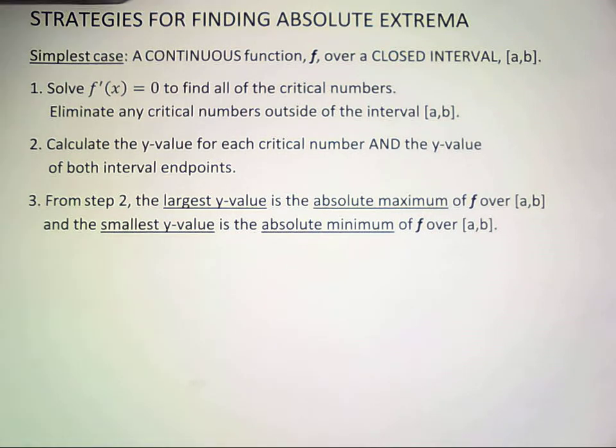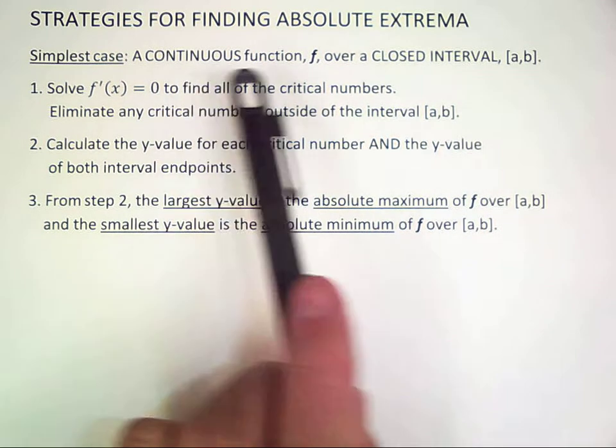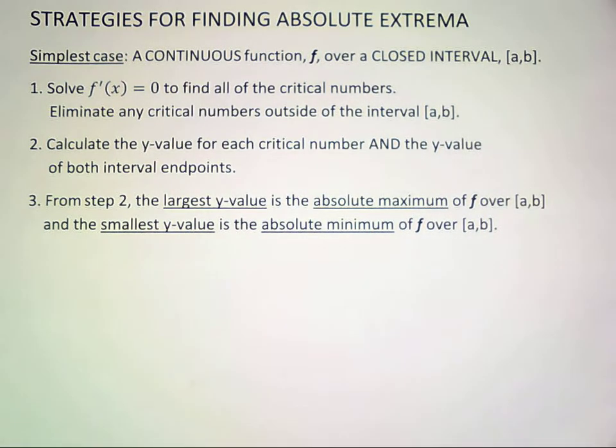That's if you have a continuous function f over some closed interval a to b. So continuous over a closed interval. Those are the two conditions. If you have that, that is really the simplest possible case. In order to find the absolute extrema, the first thing you want to do is what you always do when finding relative extrema: take the derivative of the function, set it equal to 0, and find your critical numbers.